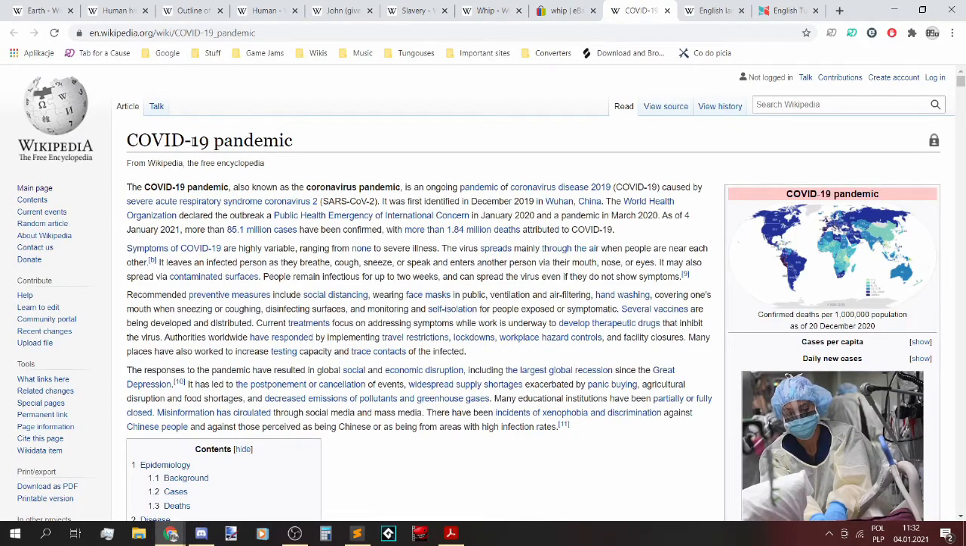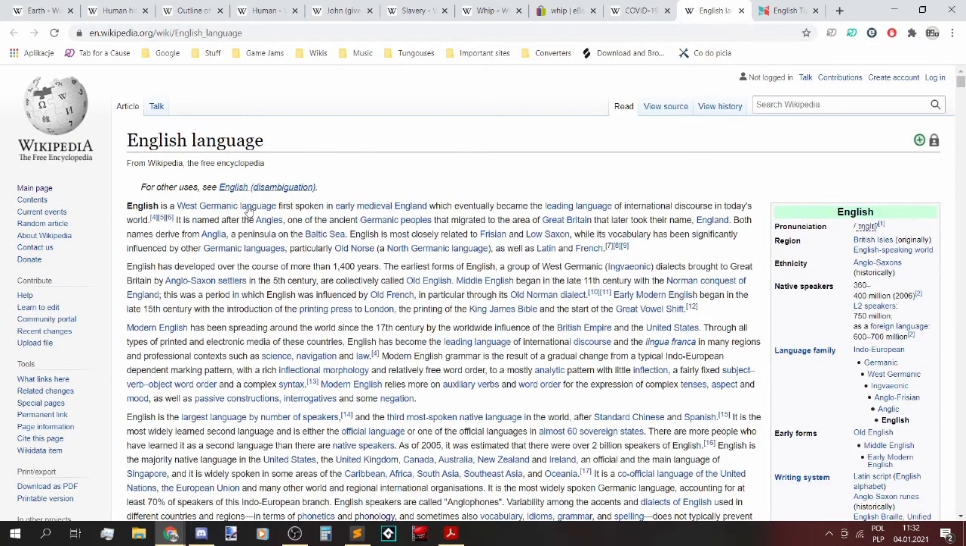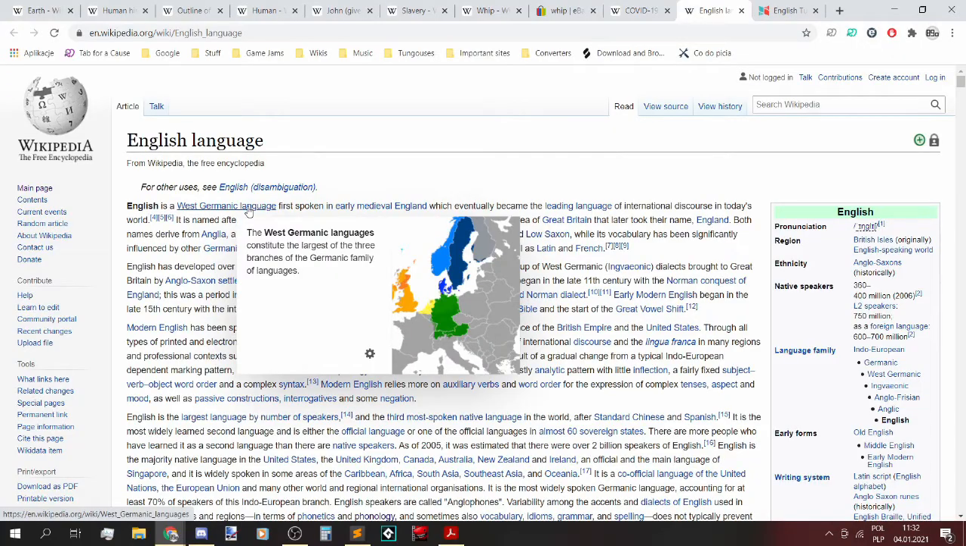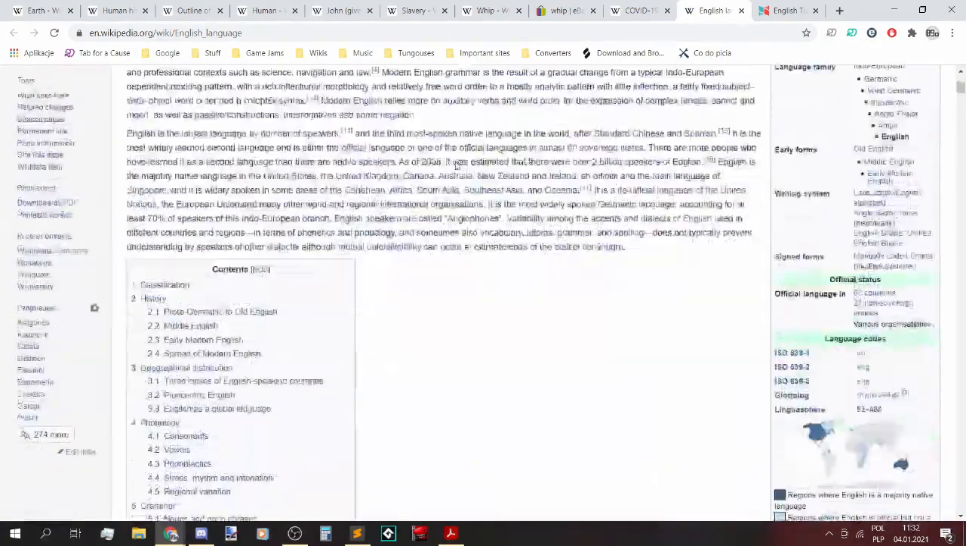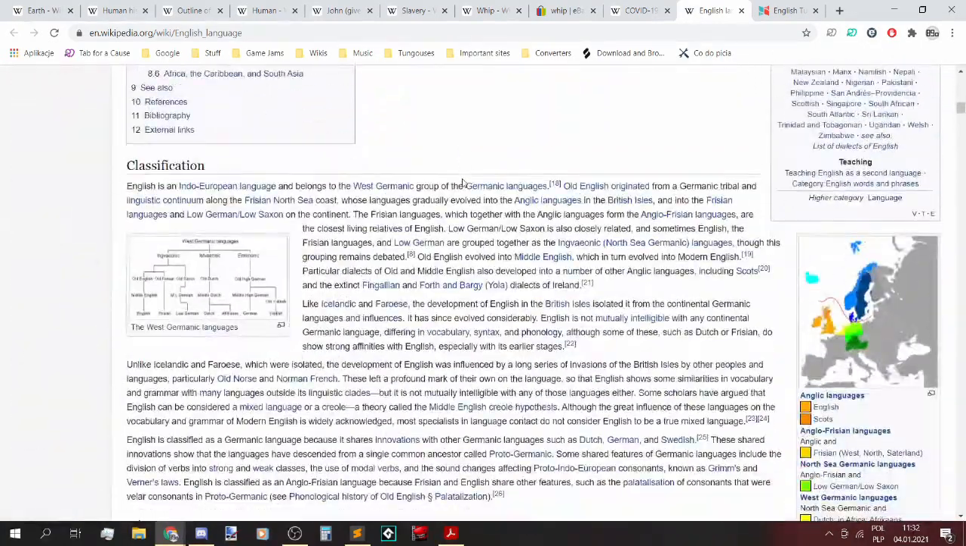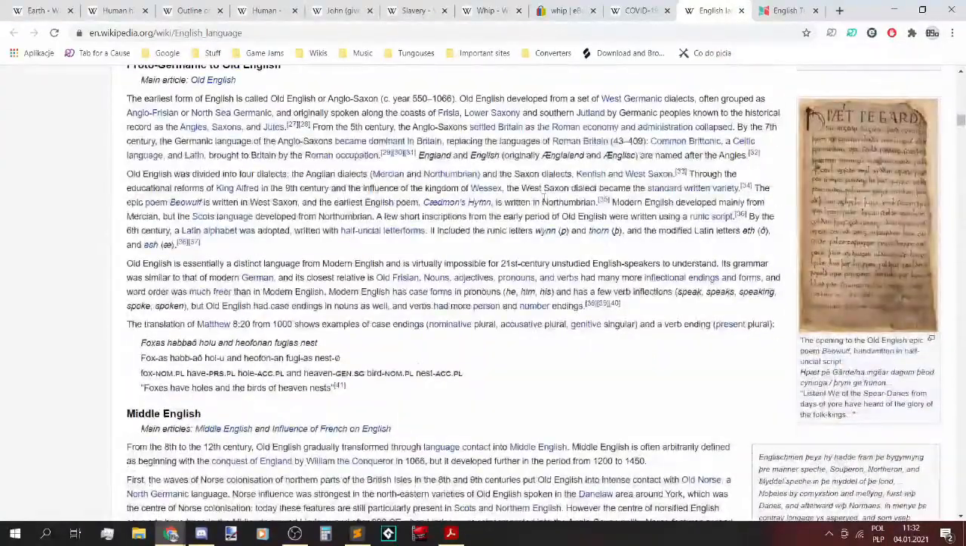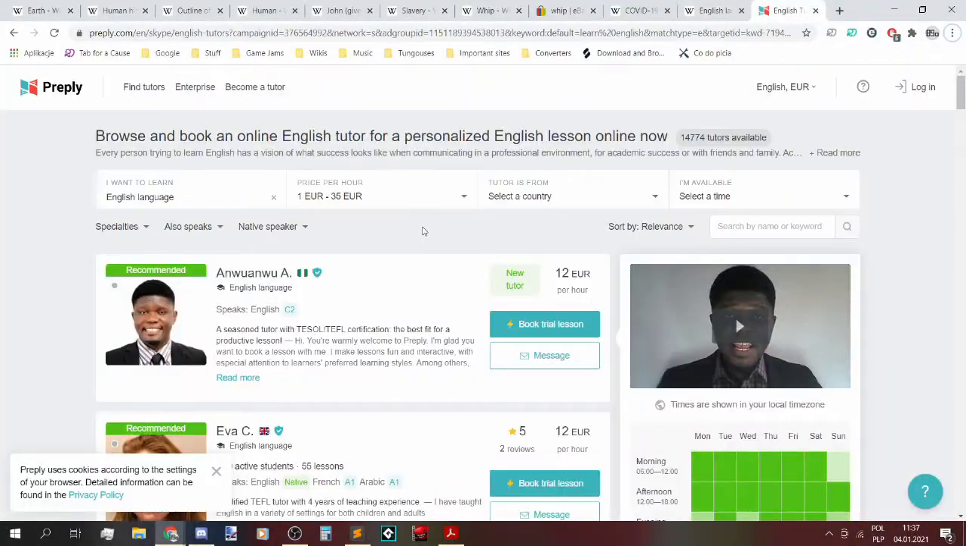Next, the COVID-19 pandemic. As we know, it's happening right now, and it's important that you know about it for the context of this piece. And of course, the English language, because that's what our story is written in, so it's important that you familiarize yourself with it, and with how it came to be. And finally, if you can't speak English, I recommend you look for an online English tutor, especially in these times when you can't meet up personally.